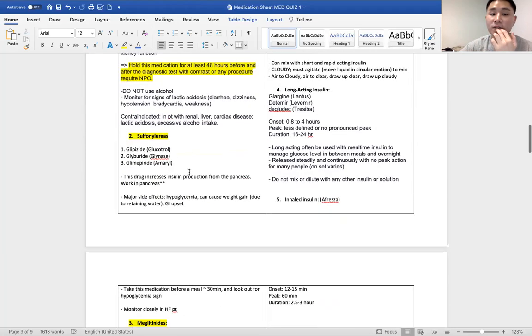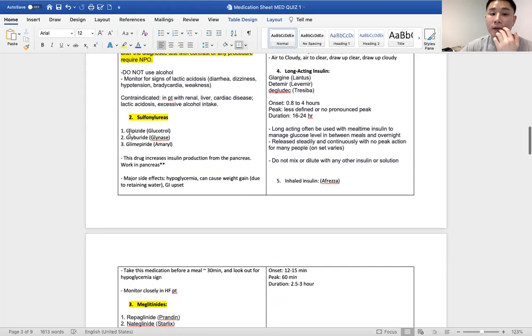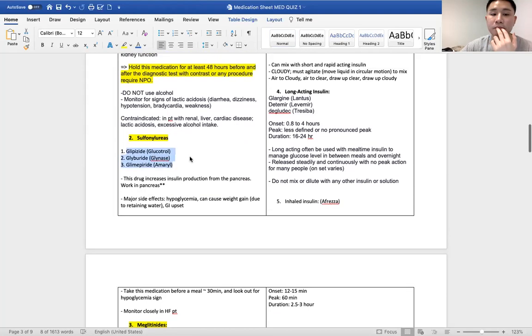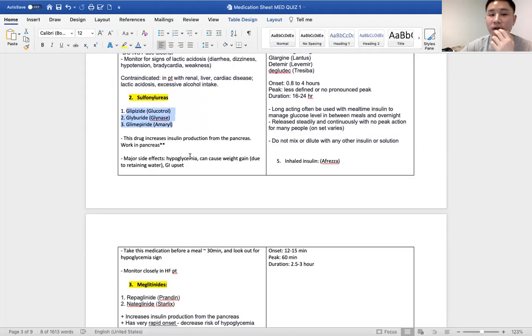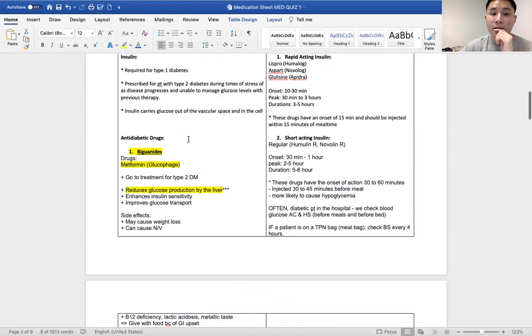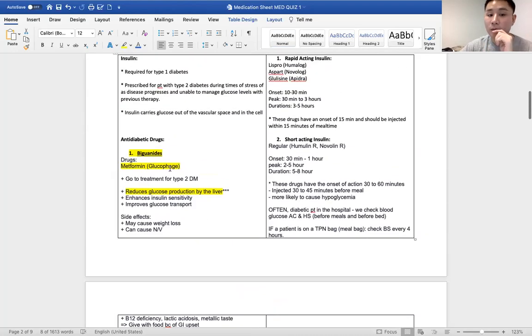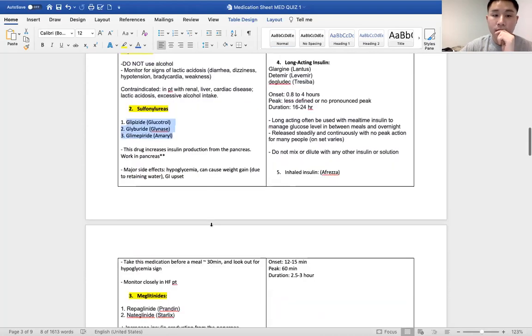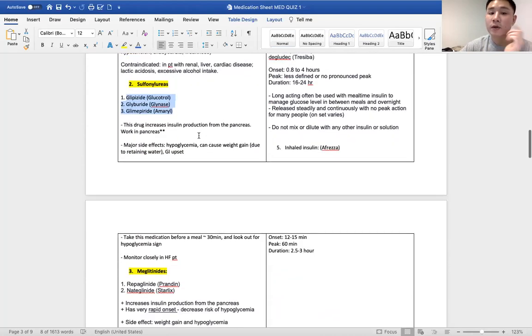The second is the sulfonylureas. You have to know briefly about it, but don't get stuck too much on it. But know the class name for sure: know sulfonylureas, know biguanide, know metformin. This drug increases insulin production from the pancreas because it works in the pancreas. The major side effect is hypoglycemia and it causes weight gain.